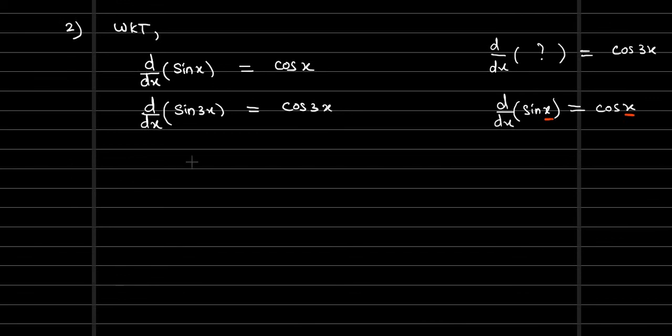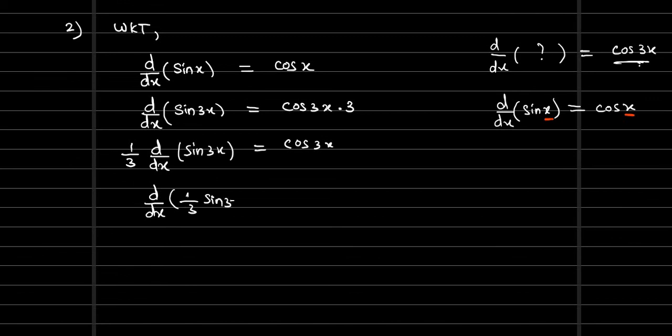So that's what we call a chain rule. So here sin 3x differentiation is what? Cos 3x. And 3x differentiation is 3. So into 3. But we need to find out only cos 3x, right? So this 3 we will send to the other side. So 1 by 3, derivative of sin 3x is cos 3x. So the constant term will combine with the function. Then d by dx 1 by 3 sin 3x equal to cos 3x.